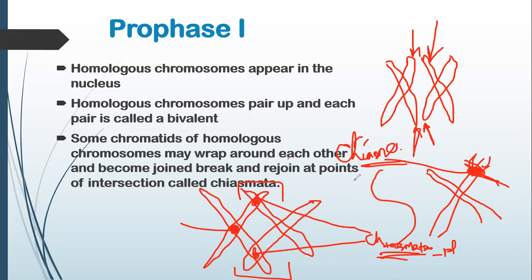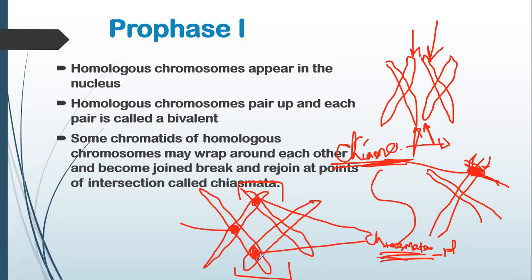Now you should be wondering what actually happens when the chiasmata is formed. The plural form is chiasmata, and then the singular is chiasma. You can fact check that. Now what happens after you have formed the chiasmata? I think I've illustrated that for you.